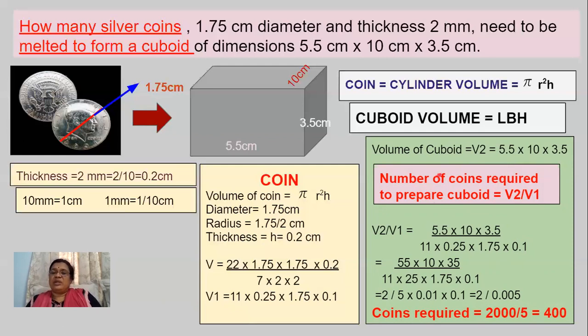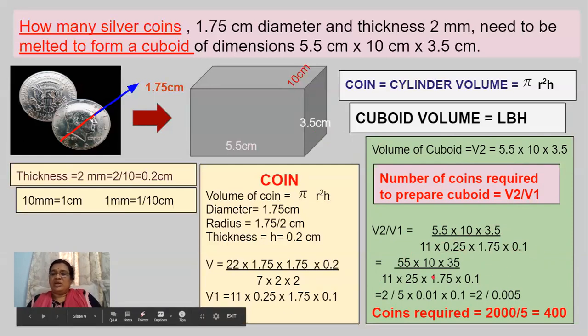This I explained previously: the number of coins needed to form a cuboid like this, the formula will be V2 by V1. The coin size will be small and the cuboid shape will be big, so big object by small object. Therefore, the cuboid volume divided by the coin volume. I have substituted the cuboid volume as such here, without multiplying in this step, and the volume V1 is the same as I got. In this step, we'll cancel. It will be very easy.